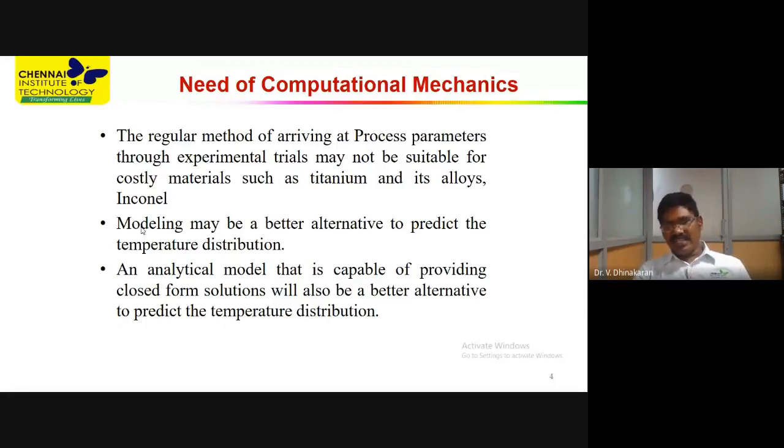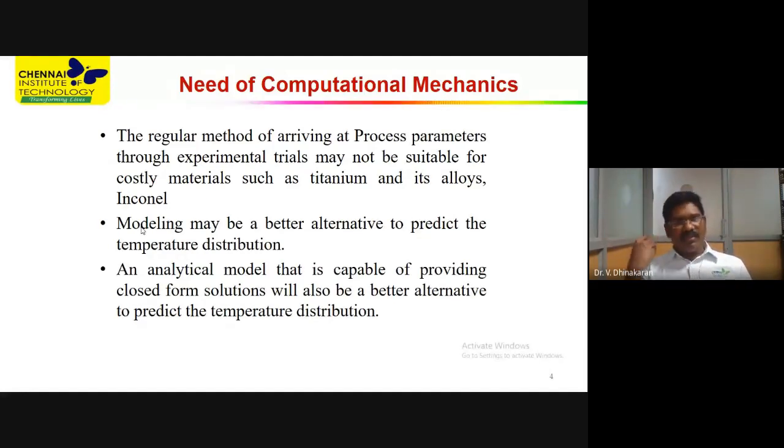How can it be validated? The computational results can be validated by two things. One, by analytic solution. Second, by experimental solutions. So the computational solutions can be validated by using either analytic solutions or experimental solutions. You have to validate that. Without validation, the solution you have found through computational mechanics is not at all believable.